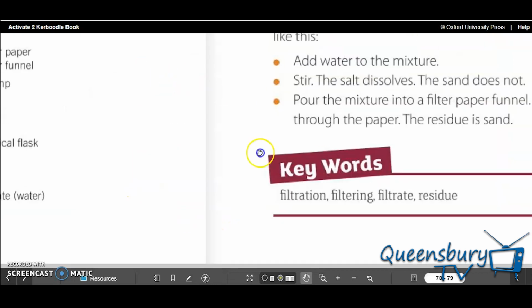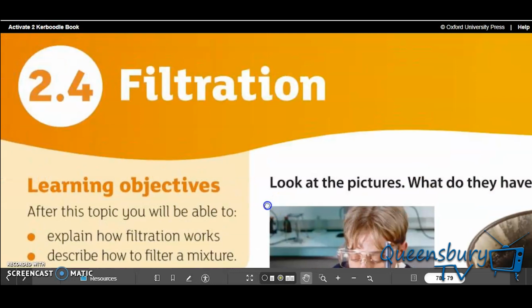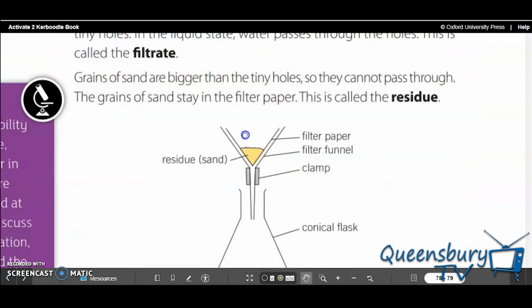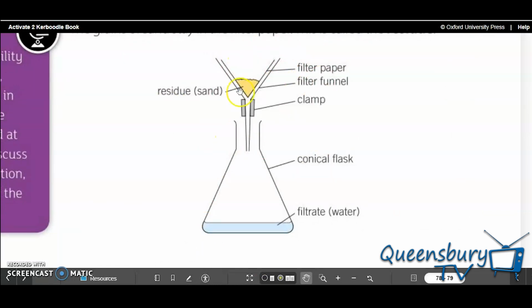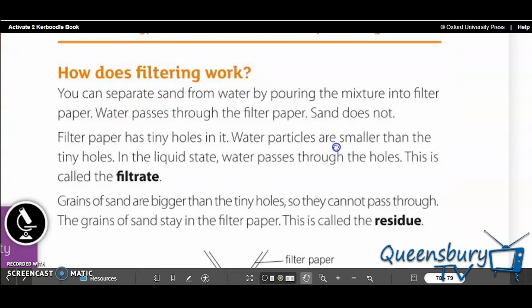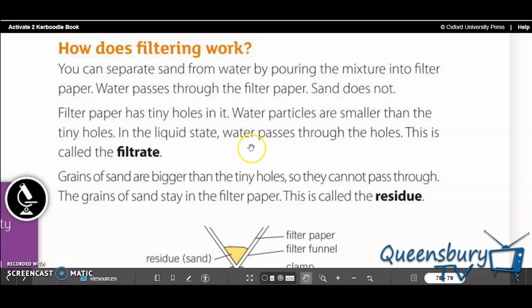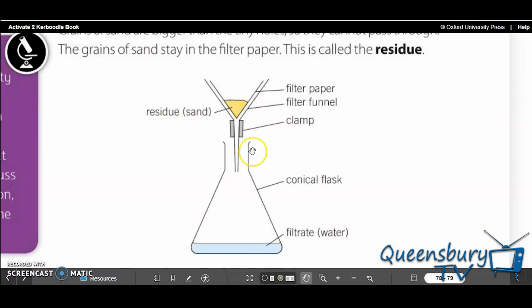So, just to recap, this lesson we are looking at filtration. Our key part of today's lesson is recalling the apparatus needed, including some of these key terms: residue, filtrate. If possible, I want you to explain how filtration works. So the tinier particles will get through the filter paper. The bigger particles will be trapped at the top of the filter paper. The substance that is trapped we call the residue. The substance that is able to pass through is called the filtrate.